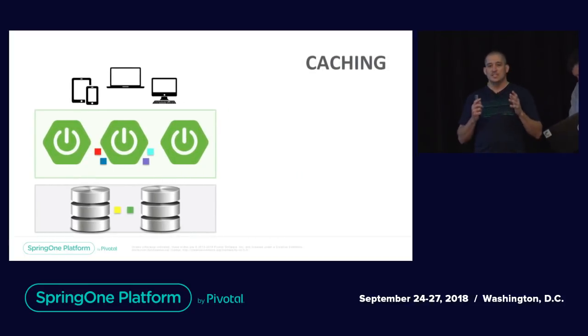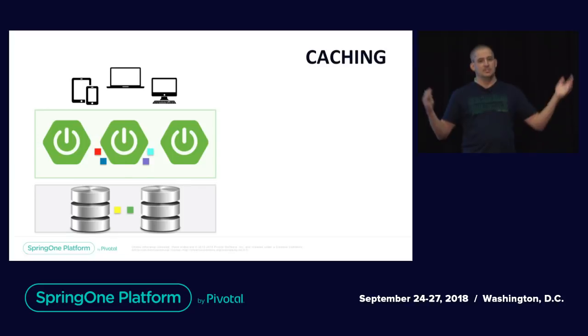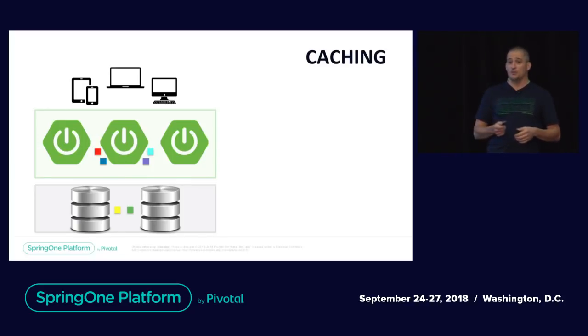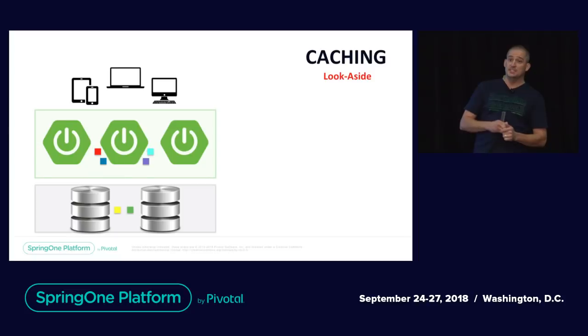Now, one of the quickest and easiest wins for actually putting your application into the cloud space is caching, right? That's not a new concept either, right? We're all familiar with look-aside caching. It's a very common pattern. Spring's cache abstraction is an implementation of the look-aside pattern simplified. Makes it really easy to do.